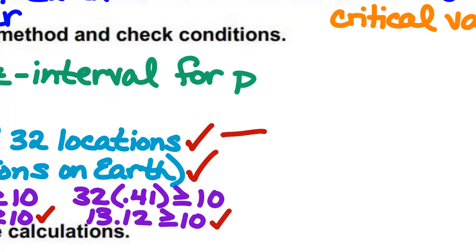Why is randomness important? We want an unbiased sample, but the reason it has to be random is so that we can generalize to the population.